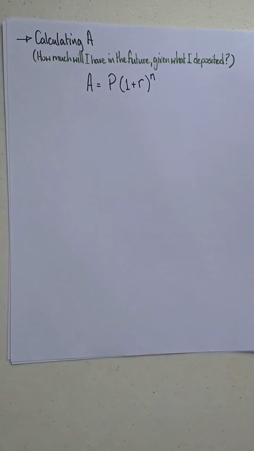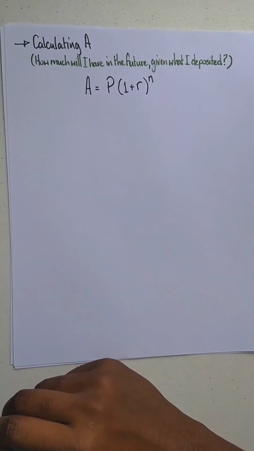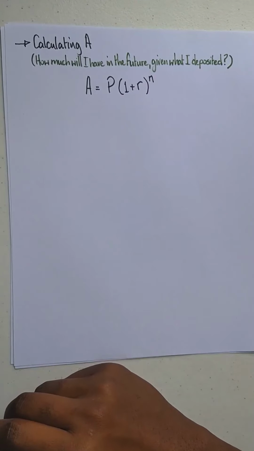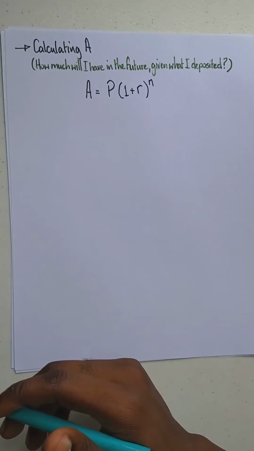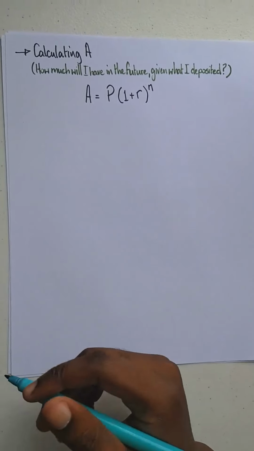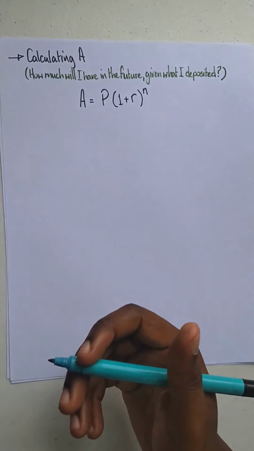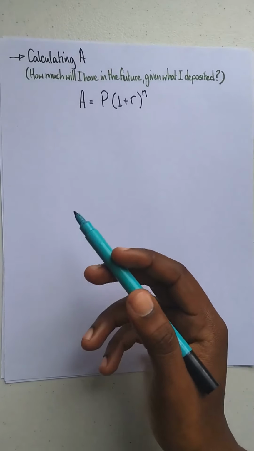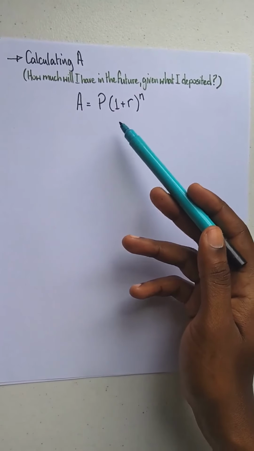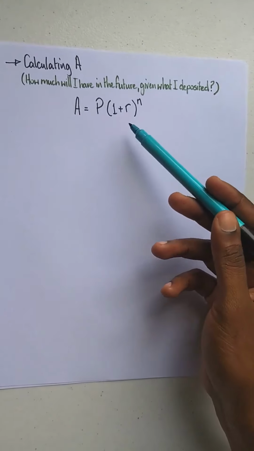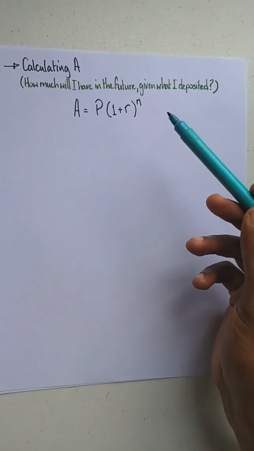So if we are calculating A, which is the future amount, the amount after the interest has been applied, that is essentially the calculation you have to do when you are being asked to work out how much money you will have in the future given what you've deposited right now or in the present. And the formula for that is A is equal to P, which is the principal, multiplied by 1, the number 1, plus R raised to the power N.